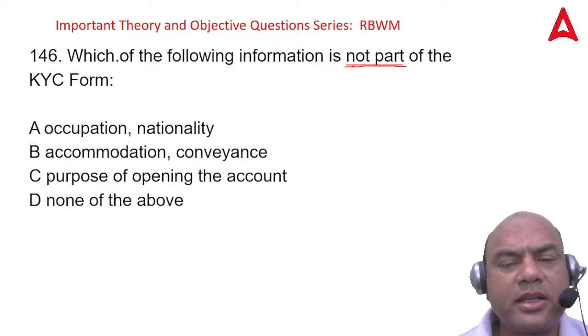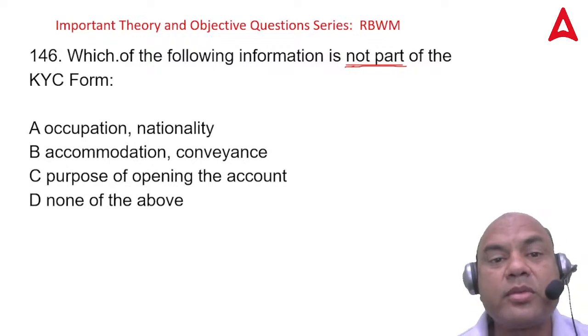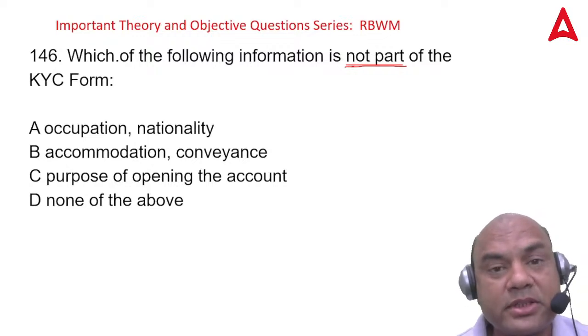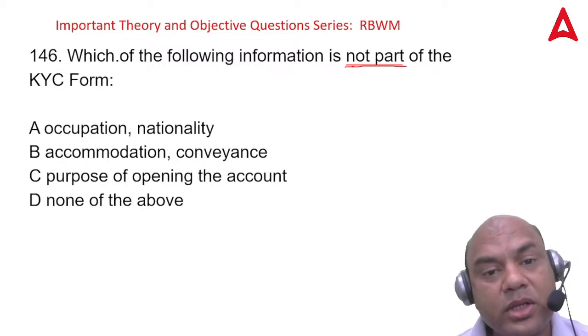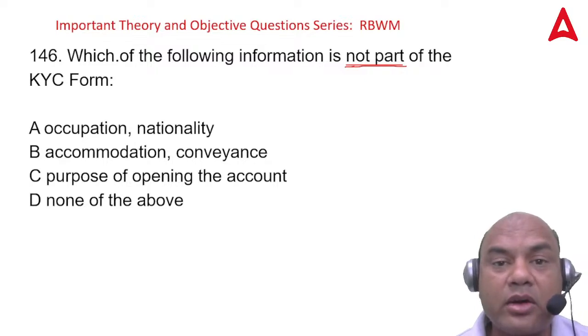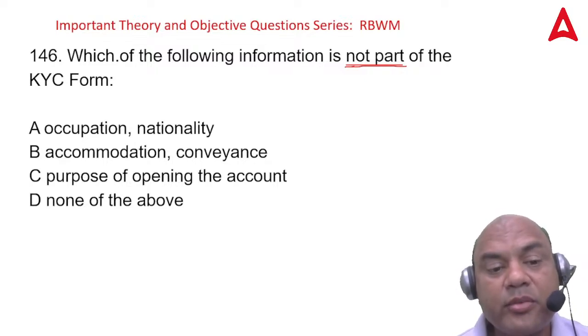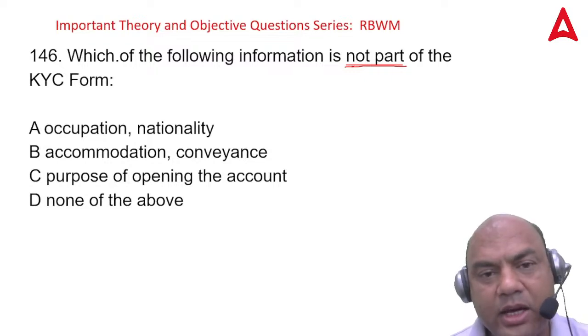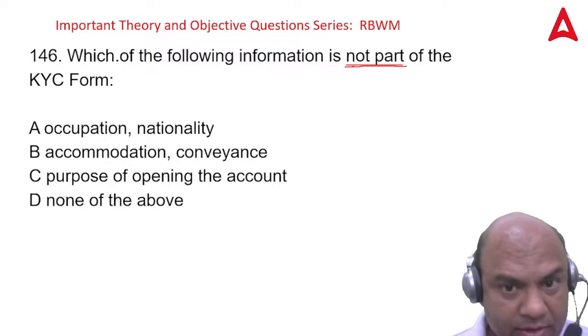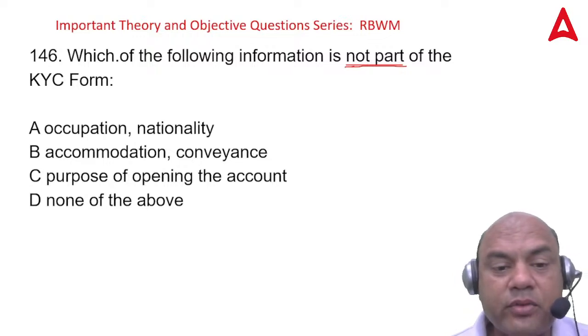Occupation, nationality, yes, that is to be given. Occupation means what is my income, whether I am an Indian person. Accommodation, conveyance means rented house, own house. Conveyance means do I have a car or two-wheeler. Purpose of opening the account. So now these A and B are required, so they are a part. But what about C? Is C not the part of the account opening form?